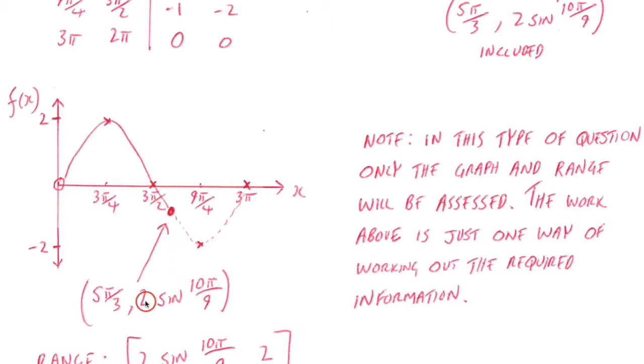And if you were to evaluate what 2 sine of 10 pi on 9 is, you'll see that it comes out to being a negative number.